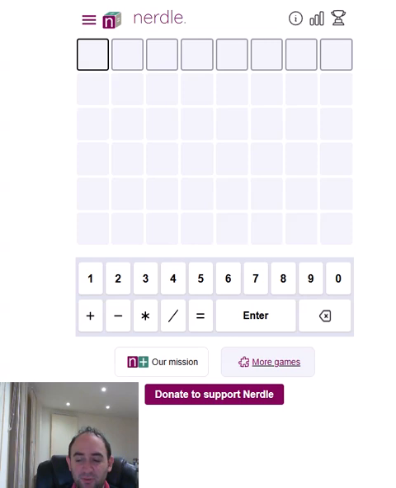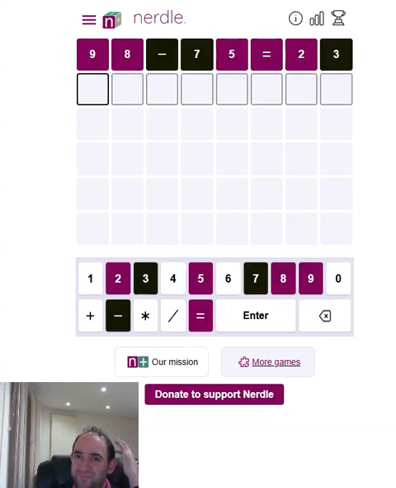This is Maths Wordle. The idea is to guess the correct mathematical equation, and I always start with the same one. Let's see if it helps us today. Well, we've got a few reds. That means we've got things correct, but not in the correct place.